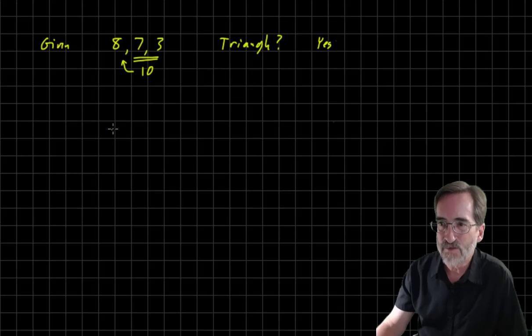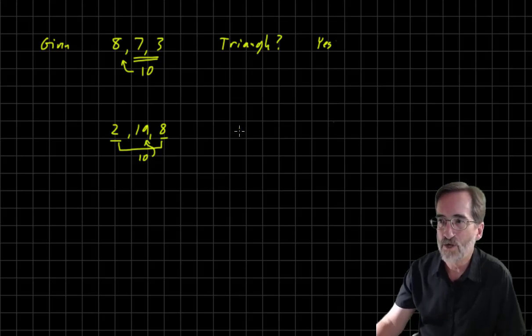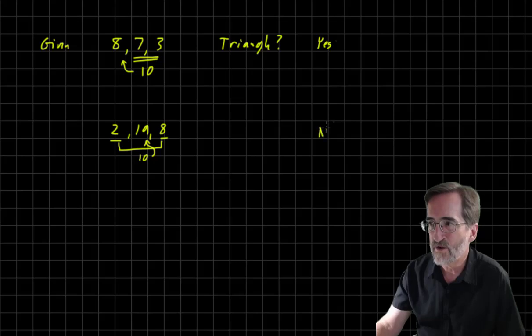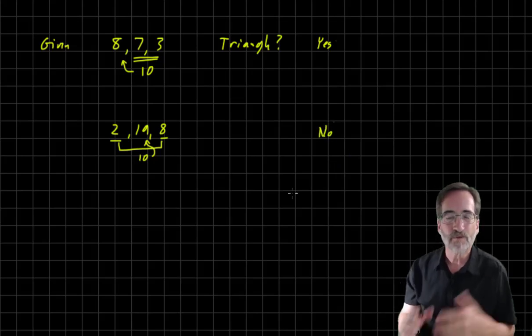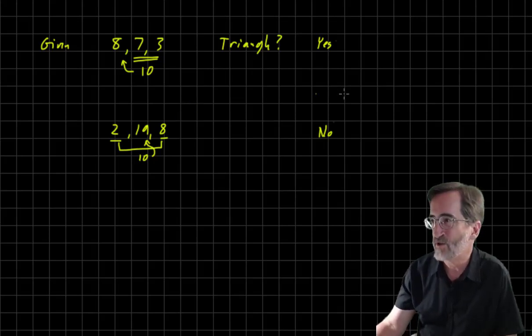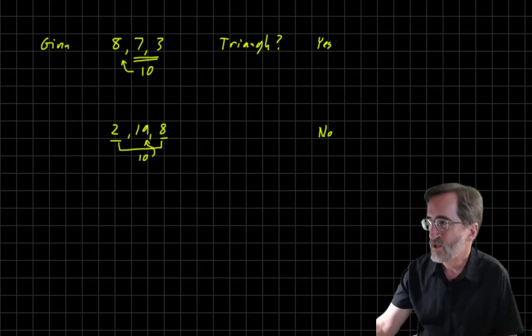Let's say I've got these 3 sides, 2, 19, and 8. Okay? Take the 2 smallest sides, 2 and 8, and add them together. Is 10 more than 19? And the answer is no. So this is not a valid triangle. Okay? So if the 2 smallest sides don't add to more than the third side, you know you don't have a valid triangle.